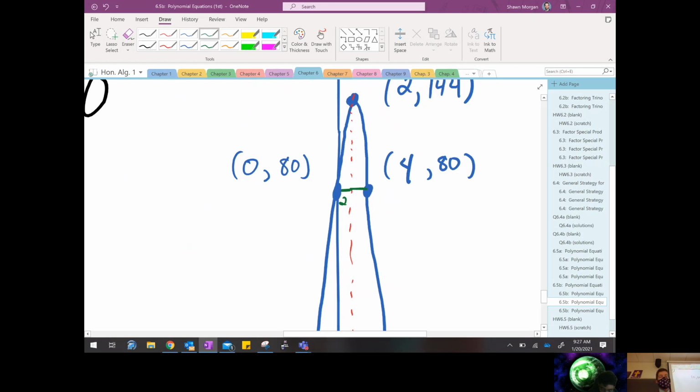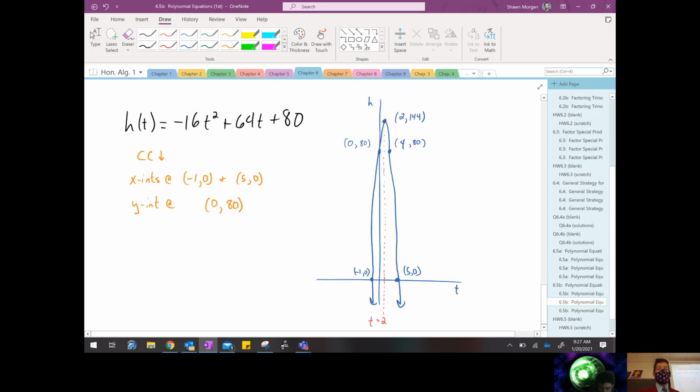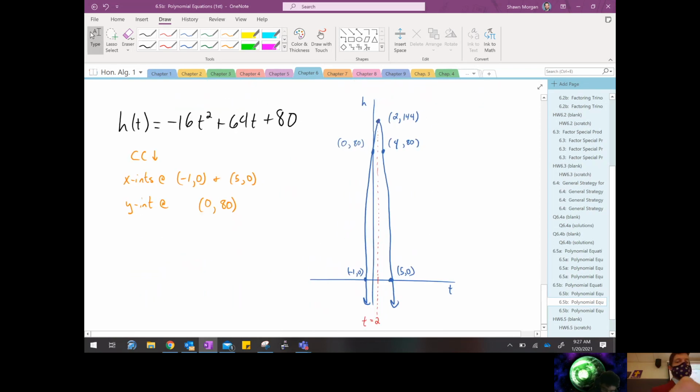Okay, so graphing out a parabola is a skill that I'm responsible for teaching you guys. And so let's make sure we know the important points about this parabola. Over here in orange are the important points. All right, 2, 144. We want to know concavity. We want to know x-intercepts and y-intercept. And we want to know where the vertex is.